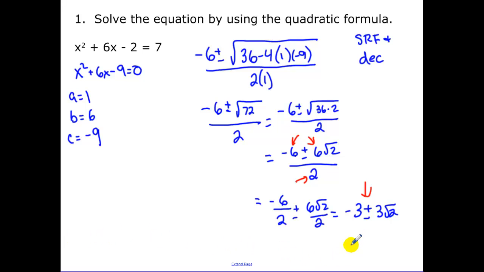Now that I've plugged into my calculator, I get one answer to be 1.24 to 2 decimal places, and the other one was -7.24.